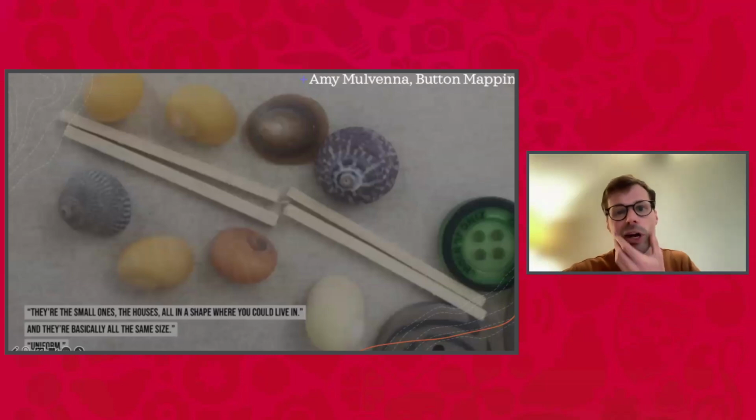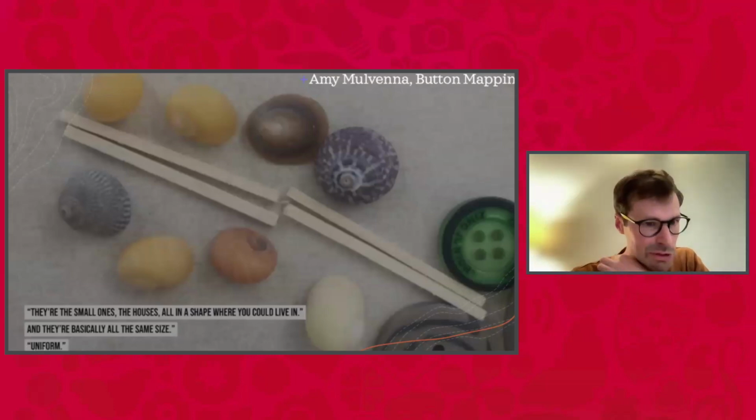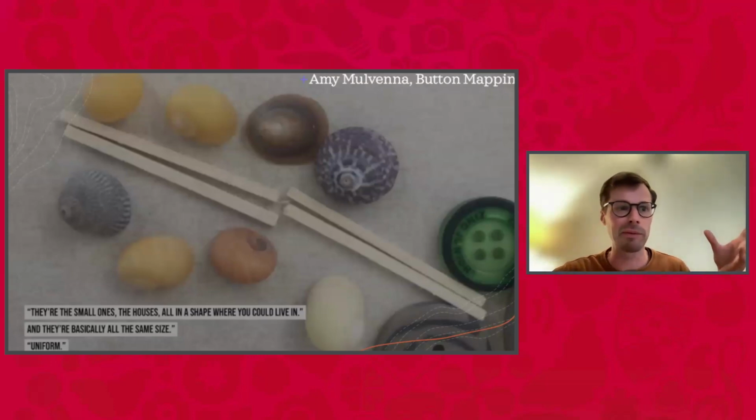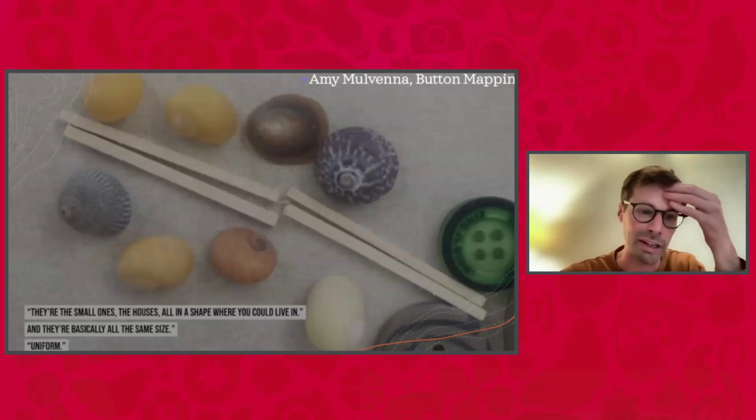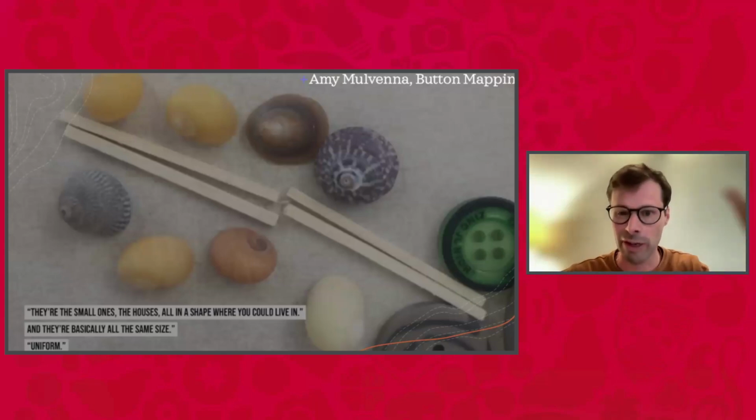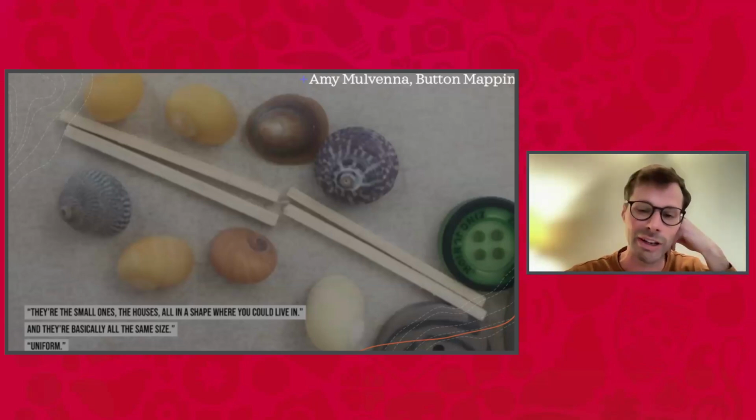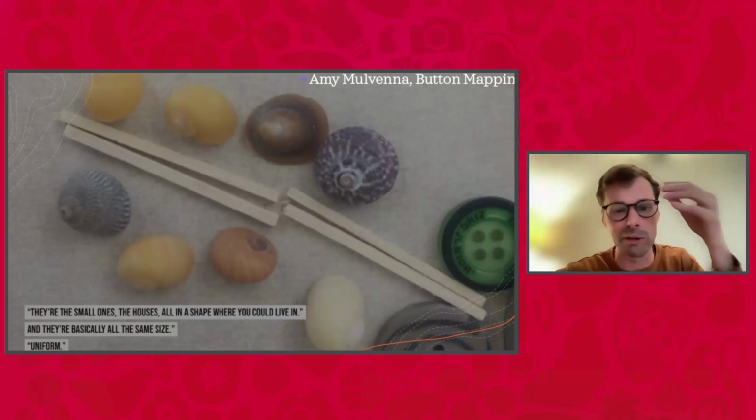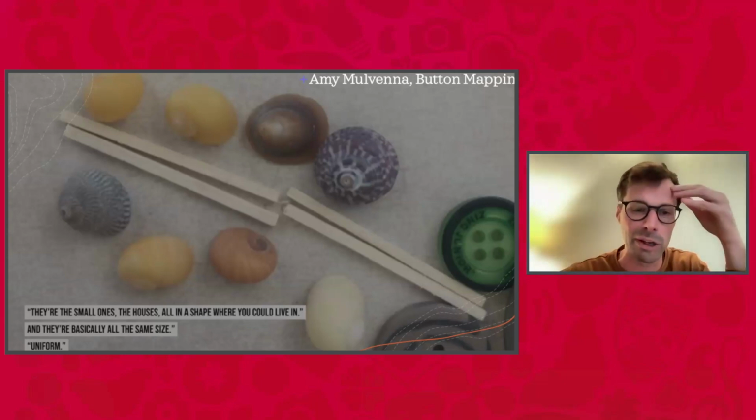And then this final example is a project called Button Mapping by Amy Mulvena, who's a primary school teacher. What she was doing here was asking, I think it was year 4, year 5 kids to map their local street using various different objects that she brought in. So in this case, buttons, shells, and matchsticks. And so what you're seeing is a map of one little girl's street.